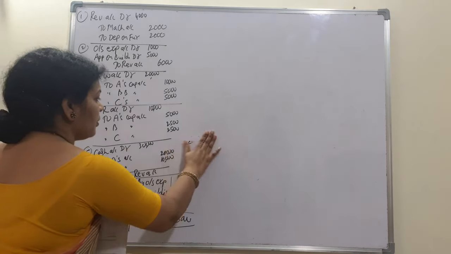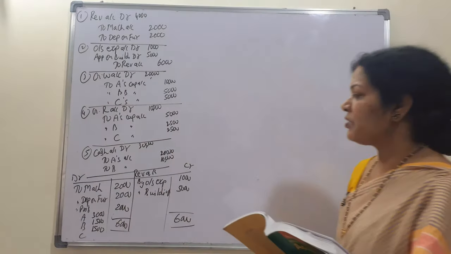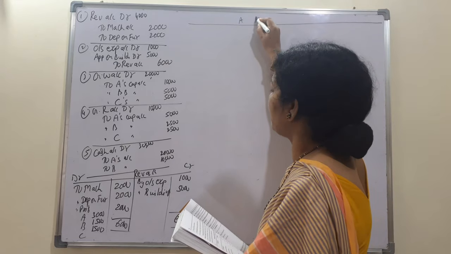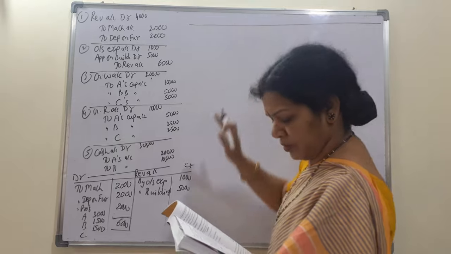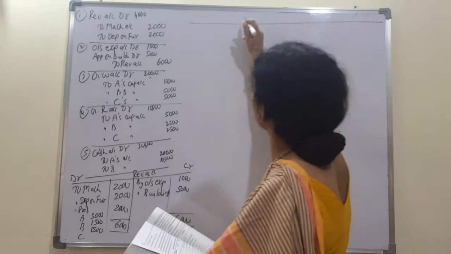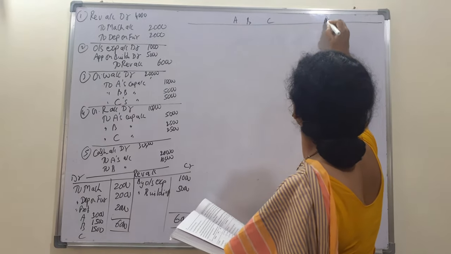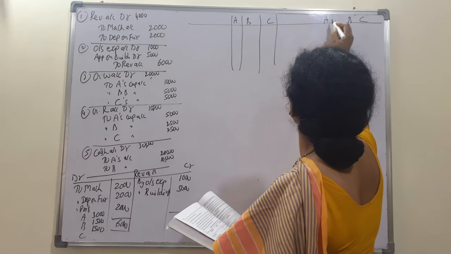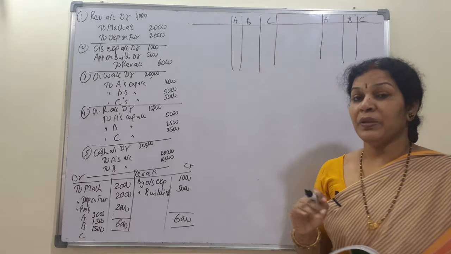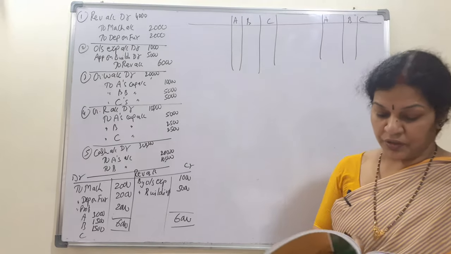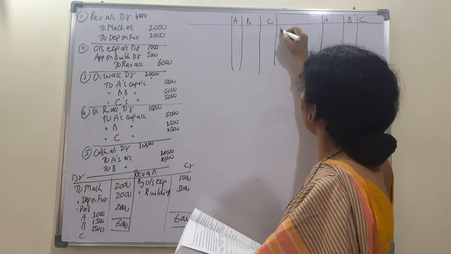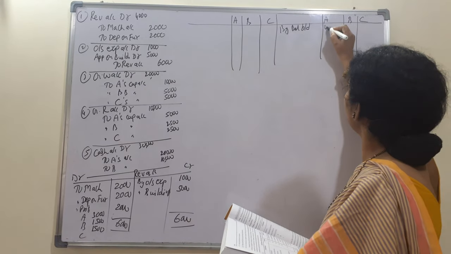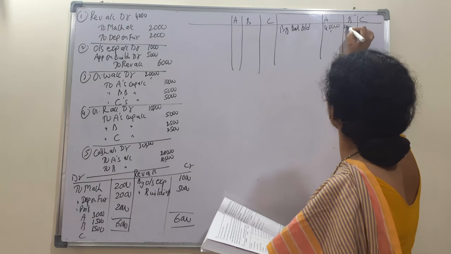Then after that, we'll open first the cash account and partners' capital account. We'll open first ABC, sorry, XYZ, no? ABC. First, when they brought the capital, their capital which is given in the balance sheet, in the capital account, it is on the credit side by balance brought down: 40,000, 20,000 and 20,000.